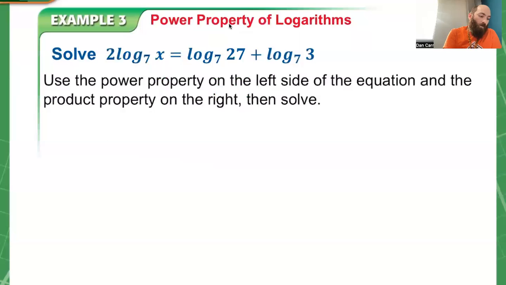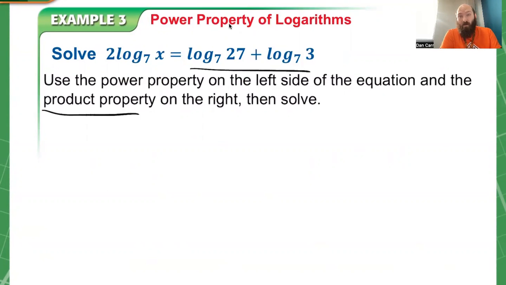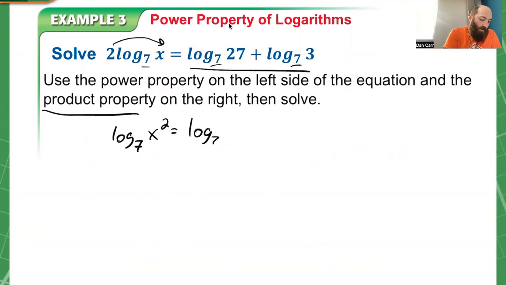Last thing is using our power property. So use the power property on the left side of the equation and the product property here on the right side, and then we'll solve it from there. So log base 7, again, they're all the same bases. So on the left side, my power property says to put the 2 there as an exponent. So log base 7 of x squared equals the condensing of log base 7 of 27 times 3.